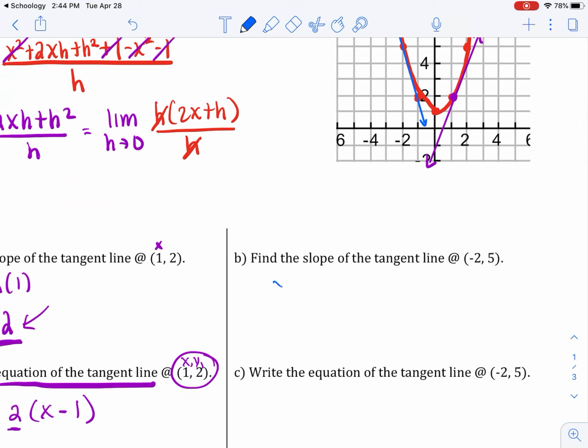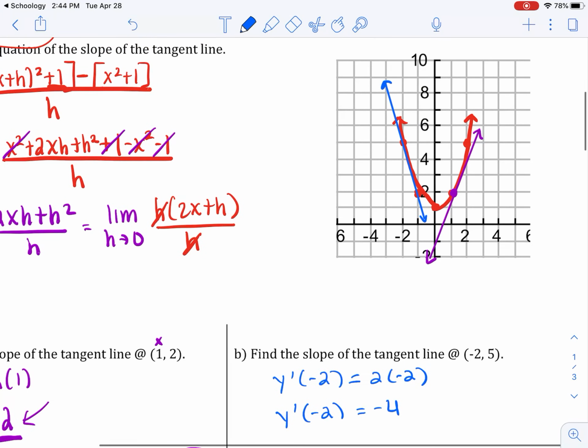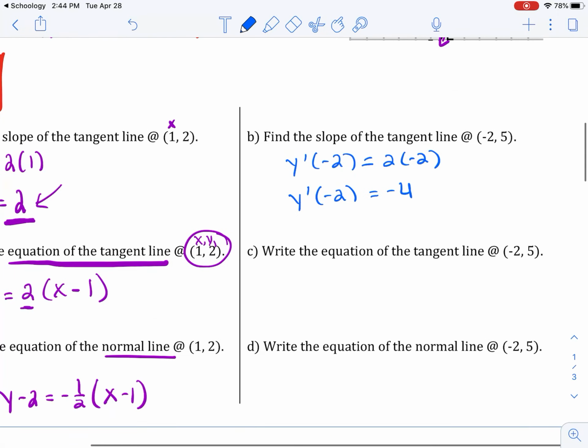All right, plug negative 2 in. So we're going to find y prime of negative 2. So that's 2 times negative 2. And that means the slope at negative 2 is negative 4. And if you look right here, it's pretty spot on my drawing. Down 4 over 1.